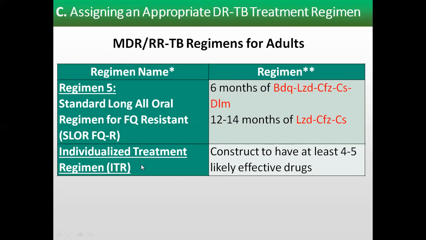Okay. And ang last regimen natin is the individualized treatment regimen. So here, di ba sabi ko sa inyo, hindi na defined yung drug. It is the doctor, the physician, the STC physician, or the TB MAC who will now have to construct at least 4 to 5 likely effective drugs. So we will discuss more of that later.